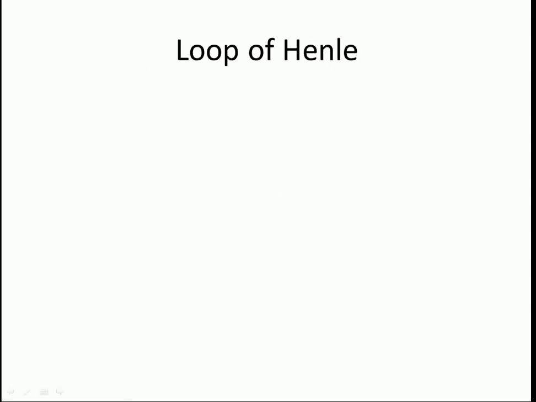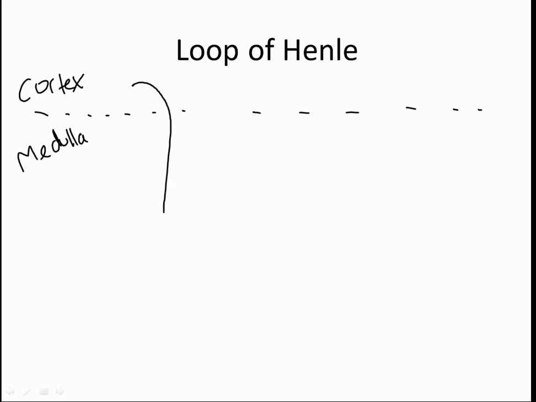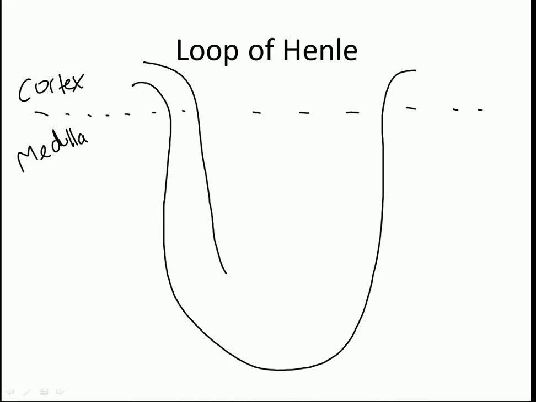So the loop of Henle, we draw it. We've learned there are different parts of the kidney, the cortex and the medulla. And the proximal convoluted tubule runs through the cortex, but then the loop of Henle dips down into the medulla. Now, to understand how the loop of Henle works, we need to think about it in two halves. So on the left side, liquid's coming in this way, coming out this way.